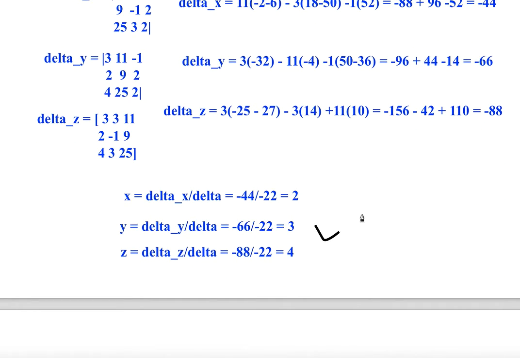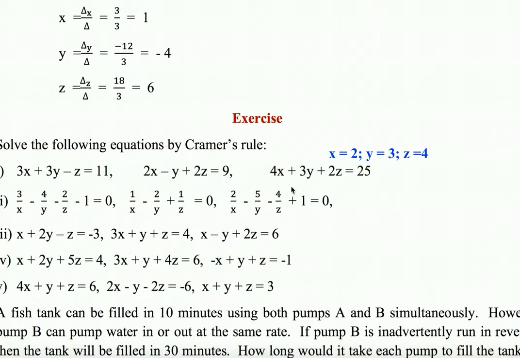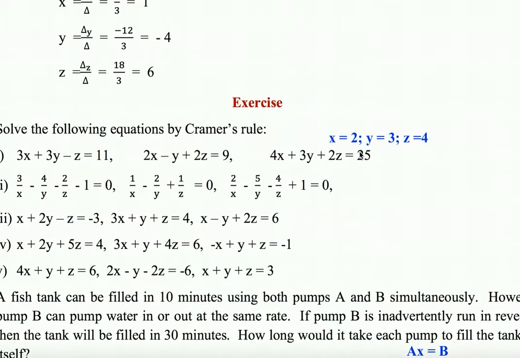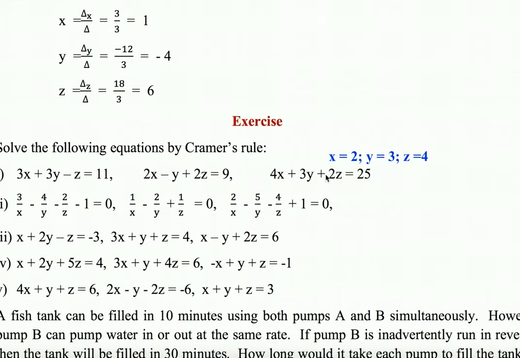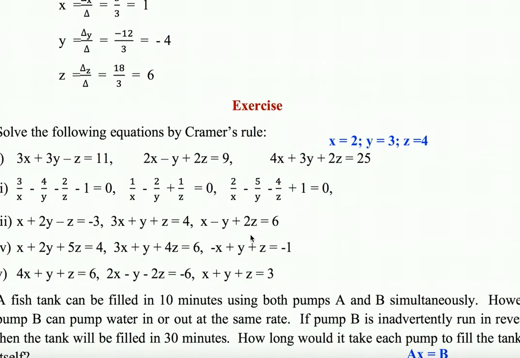Now I'm going to put a tick mark. This is the solution we got, right? x equal to 2, y equal to 3, z equal to 4. I wrote it here. What about this? See, these are not by's. 3x minus 4y minus 2z equal to 1. x minus 2y plus z equal to 0. 2x minus 5y minus 4z equal to minus 1. Now it is in the standard form. You can solve using the same method. All the three you can solve.